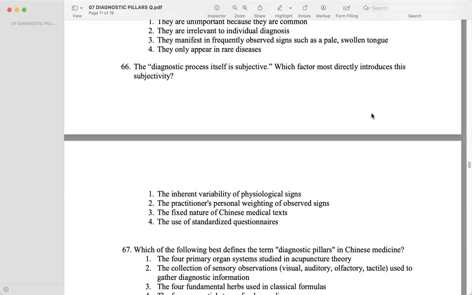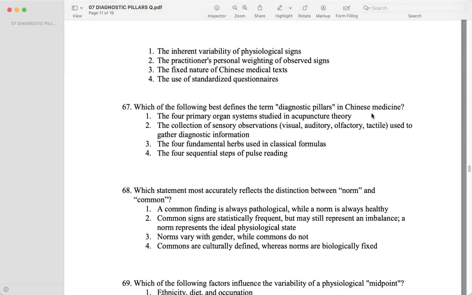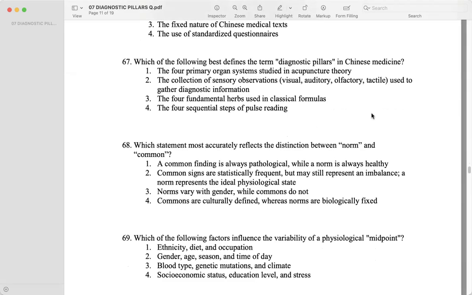Which factor most directly introduces this subjectivity? The practitioner's personal weighing of observed signs. Okay. Which of the following best defines the term diagnostic pillars in Chinese medicine? The collection of sensory observations, visual, auditory, olfactory, tactile, used to gather diagnostic information.